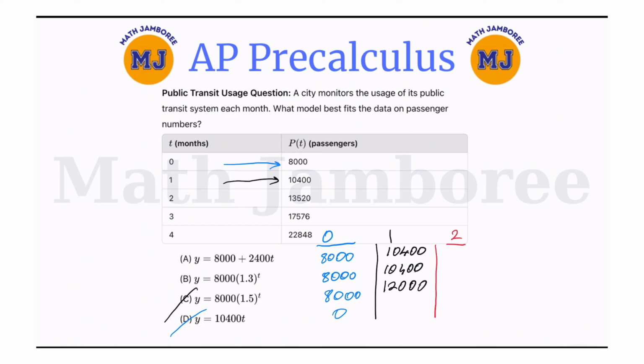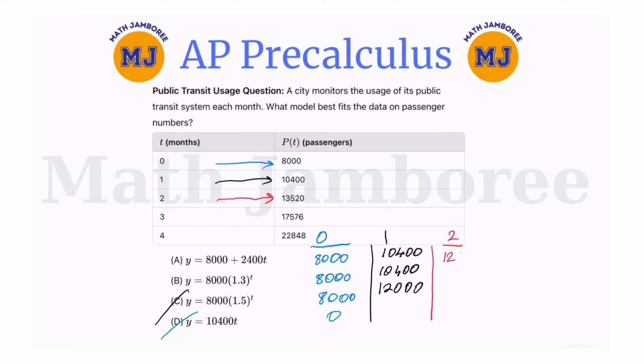In that case, when I substitute 2 for the T, I'm supposed to get 13,520. So 2,400 times 2 gives you 4,800. When you add that to 8,000, you're going to get 12,800, not 13,520. Therefore, this is not the answer as well.